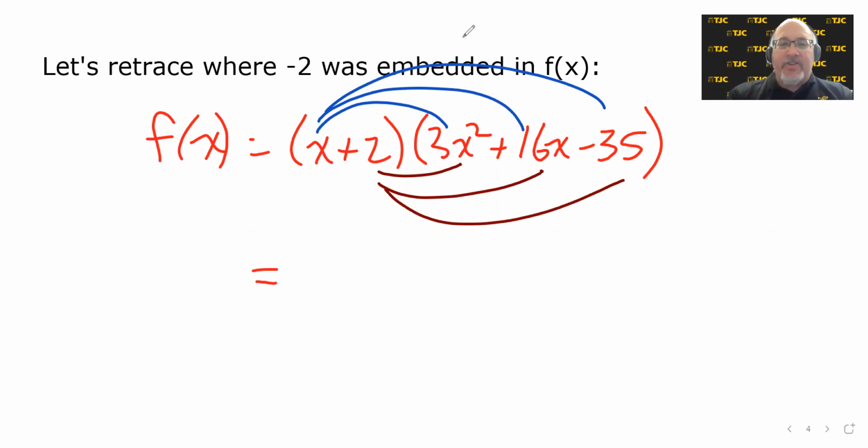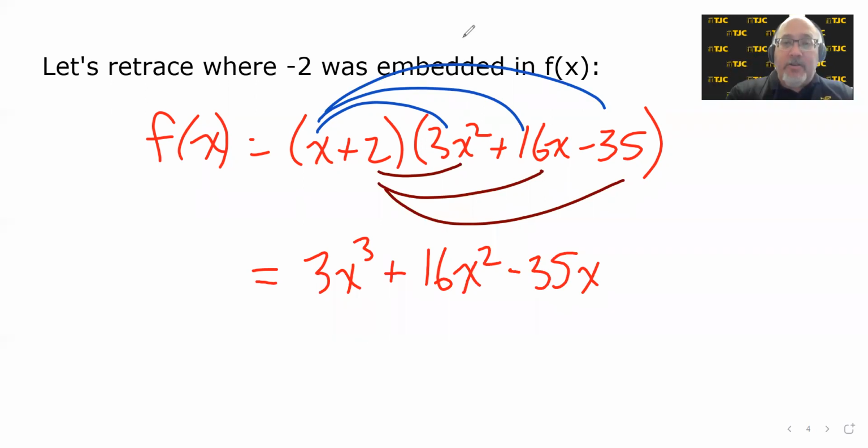When we distribute the x, we get 3x cubed, because x times 3x squared is 3x cubed, plus x times 16x is 16x squared, and then x times -35 is -35x. And notice we haven't touched the 2 yet. All we've done is take the x in front of it and distribute it. So none of the numbers I wrote down yet contain the 2 hiding inside of it. By contrast, every number I'm about to write will contain the 2 inside of it.